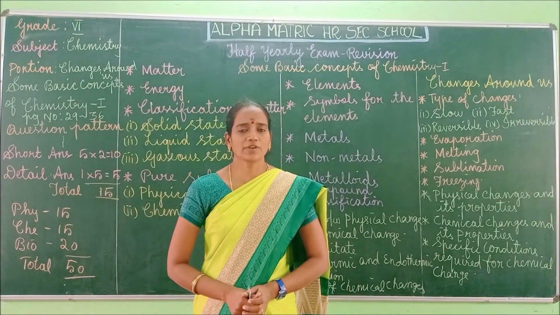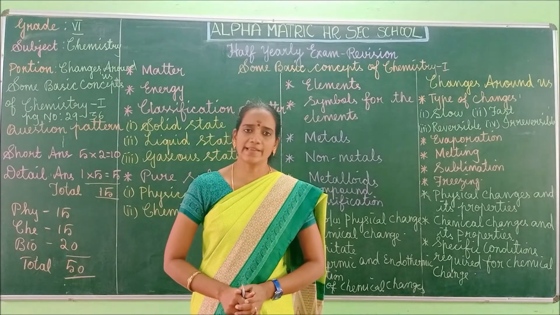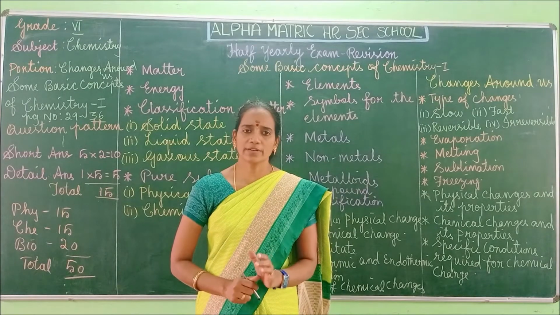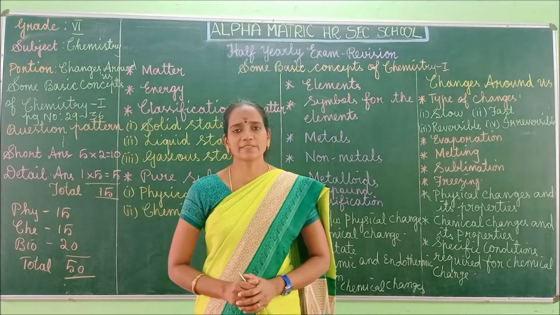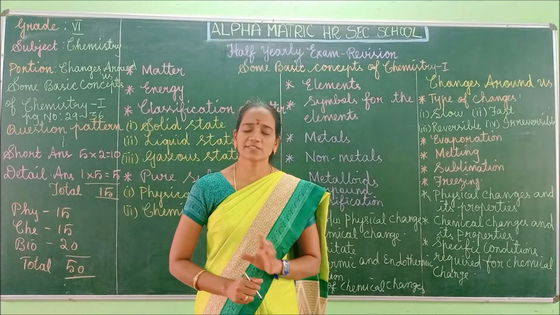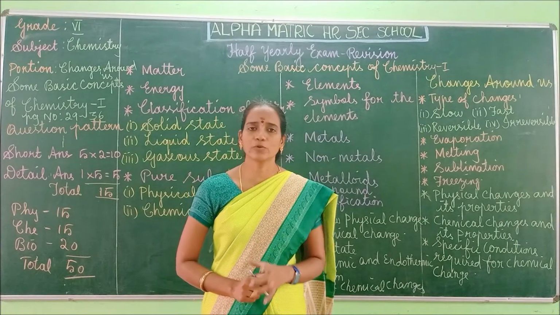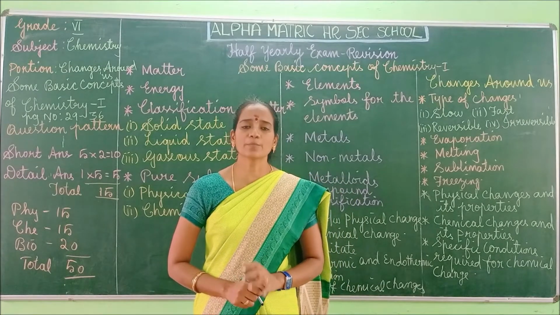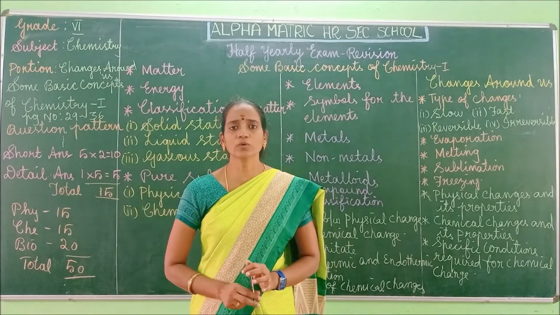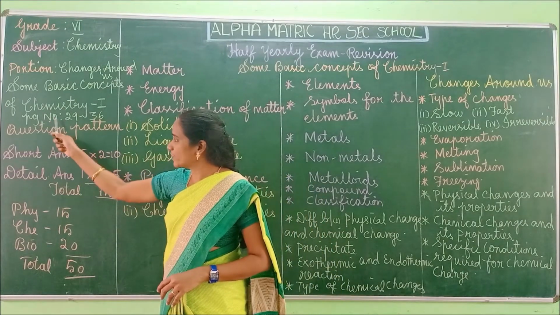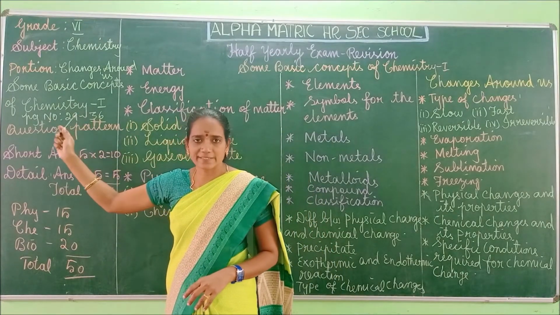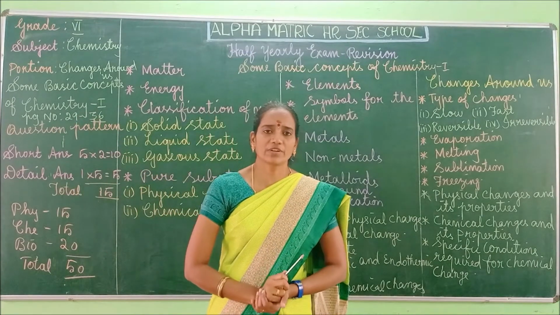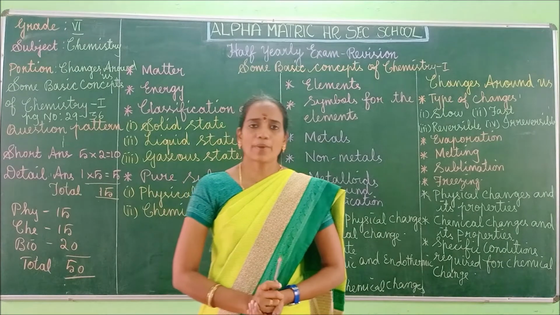Now, this section we are going to revise for the half-yearly exam. Hope you have received the questions. In chemistry, you have 1.5 lessons. First lesson, Changes Around Us, you have already written in unit test 2, isn't it? And the second lesson is Some Basic Concepts of Chemistry 1, page number 29 to 36. Okay, up to 36 only. So this is the portion, 1.5 lessons, and you should know the pattern, isn't it?